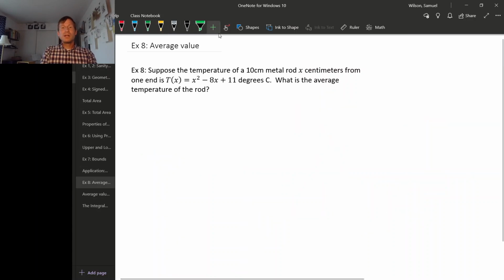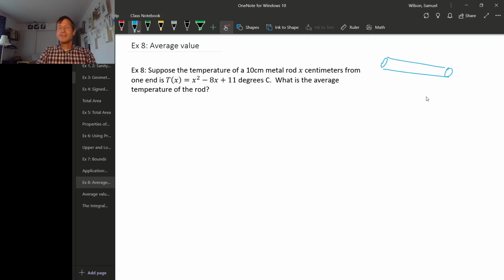So for example, let's suppose that we have a 10 centimeter metal rod, something like this, and it's 10 centimeters long, and we're going to let x be the distance from one end. So say the left end is x equals 0, and the right end is x equals 10. And the temperature along the rod is changing so that at a distance x from one end, the temperature is given by this formula. What is the average temperature of the rod?